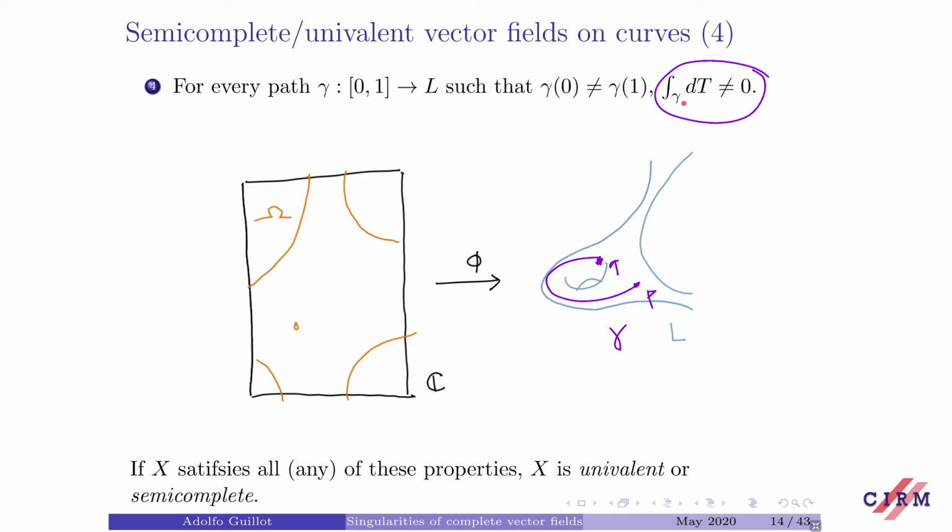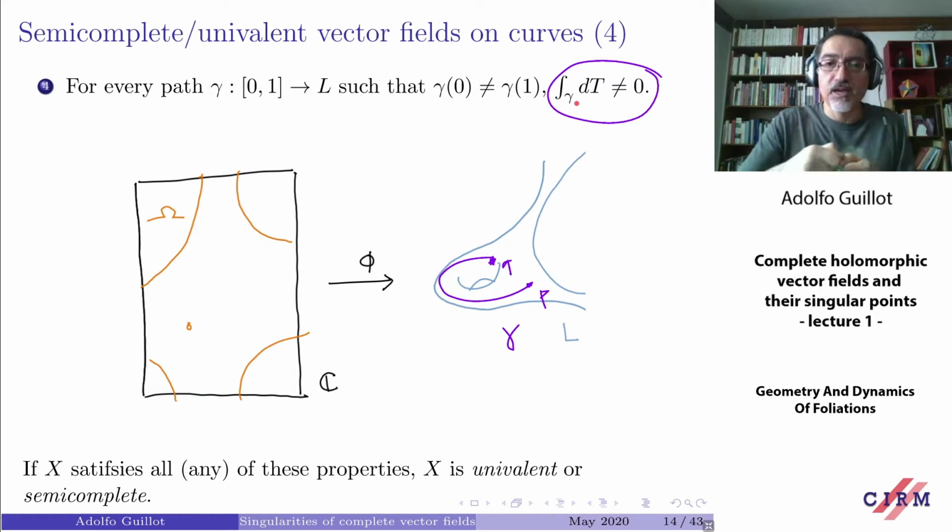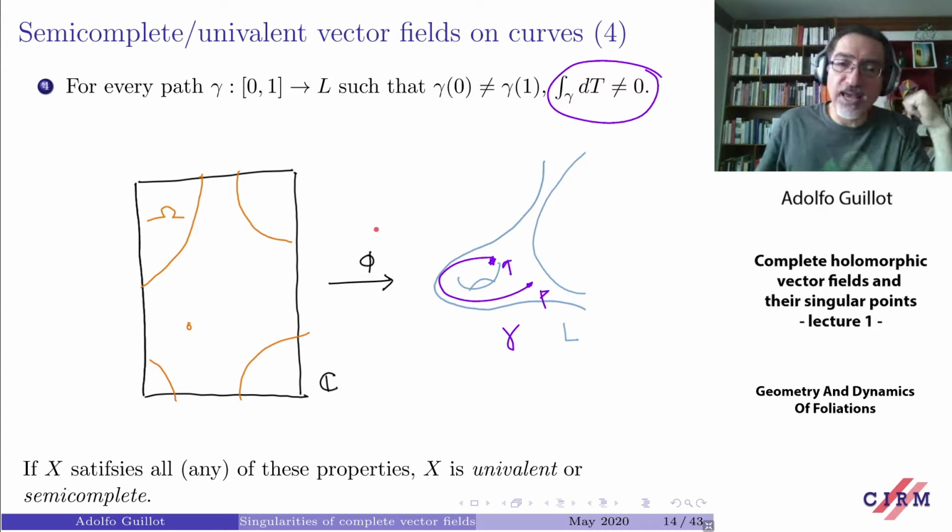okay? So the time form measures the time that I take to go from one point to another along a given path. And one way of saying that you do not have multivaluedness is that you take a definite time, a definite, not zero time, to go from one point to another. So let me show you how the last condition, the condition of this phi being a covering map, implies this fourth condition, that the integral of the time form along open paths is never zero.